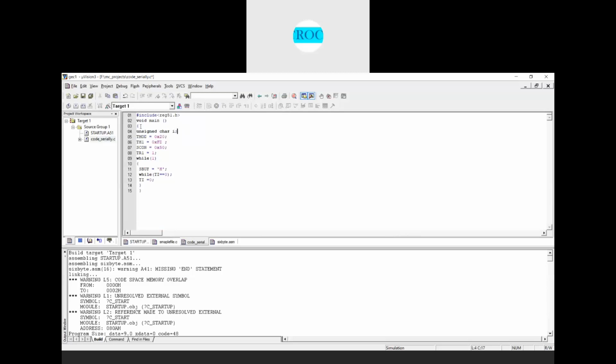Now I declare one more array of type unsigned char. Maybe I'll create display_message. This is an array, equal to, in double quotes, I specify "yes". The array is initialized with "yes" here, and this array is of the type unsigned character.